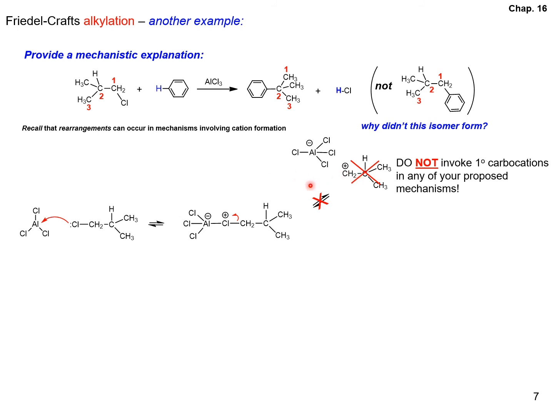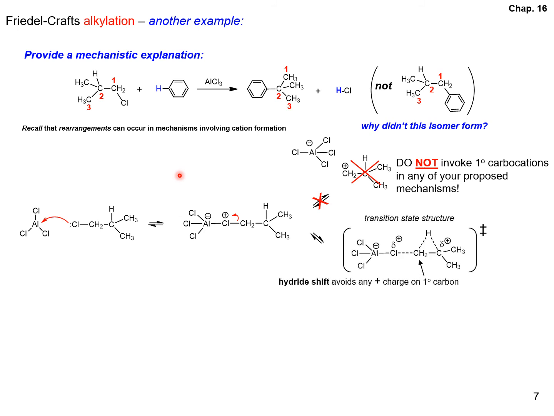So don't draw them. So what can happen? How can I avoid the formation of a primary carbocation if this chlorine wants to leave and I want to break this bond? Well, what happens is a rearrangement. The carbon next door to the carbon bearing the chlorine happens to be a tertiary carbon. So therefore, a hydride shift could occur.